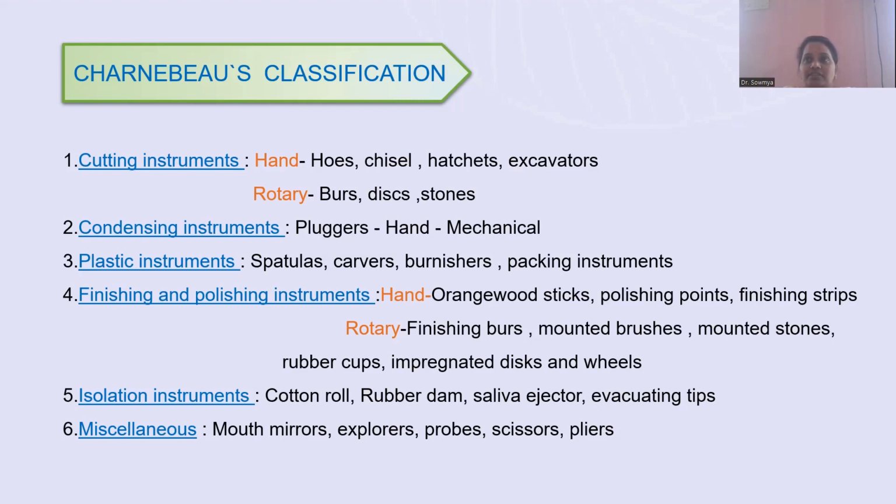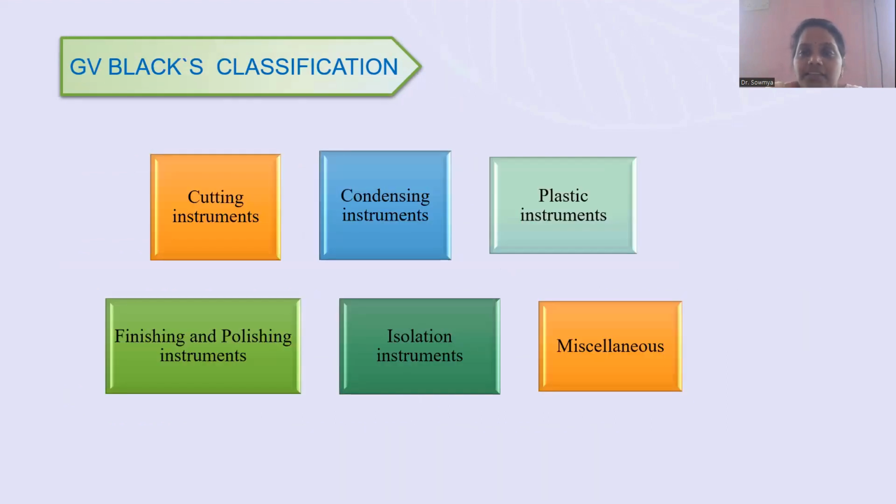For rotary instruments, they will include finishing burrs, mounted brushes, mounted stones, rubber cups, impregnated discs, and wheels. For isolation instruments, they would include cotton roll, rubber dam, saliva ejector, excavating tips, miscellaneous, mouth mirrors, explorers, probes, scissors, and pliers.